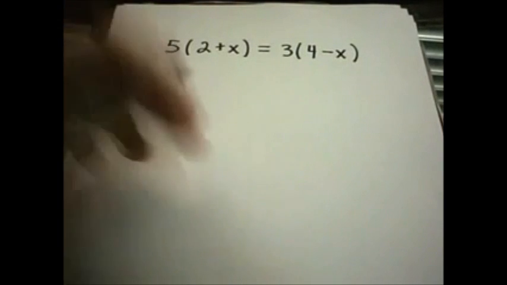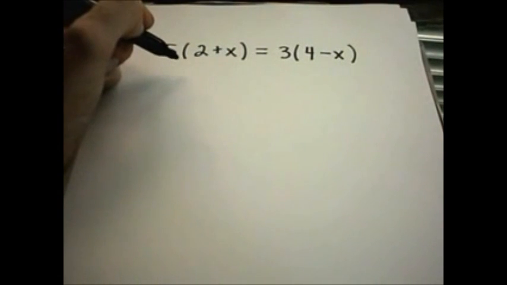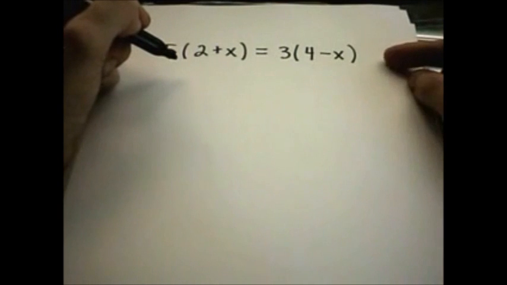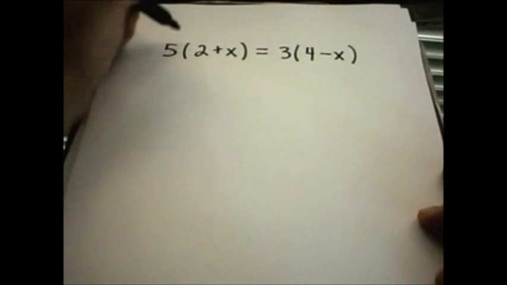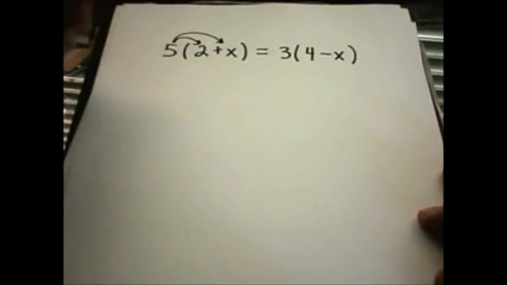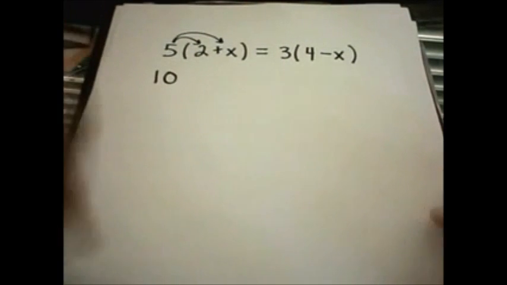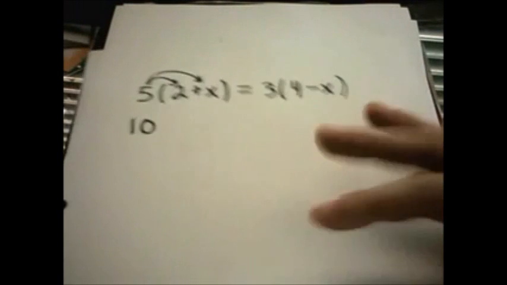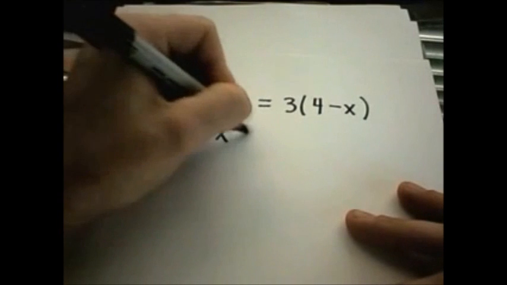So again, the basic idea is I'm going to get my x's all on one side, and then I'm going to basically divide by whatever coefficient's left. So as a general rule, the first thing you'll do in these problems is get rid of the parentheses. So recall I've got to distribute 5 times 2, and then I'll take the 5 times the positive x. 5 times 2 is 10, and then 5 times positive x, well, I'll just get plus 5x.